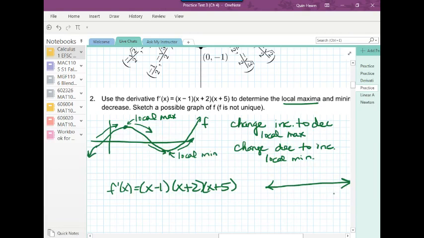It also wants us to find the intervals where the function's increasing and decreasing, but that will happen automatically because we're going to set up a first derivative sign chart to find the local extrema anyway. By the way, you can say local extrema to mean both local maxima and minima. All right, so here we go. If f prime of x is equal to x minus 1 times x plus 2 times x plus 5, remember we would like to set up a sign chart.